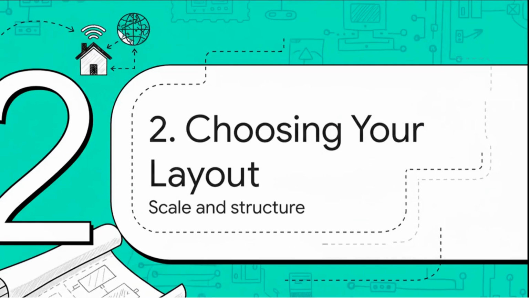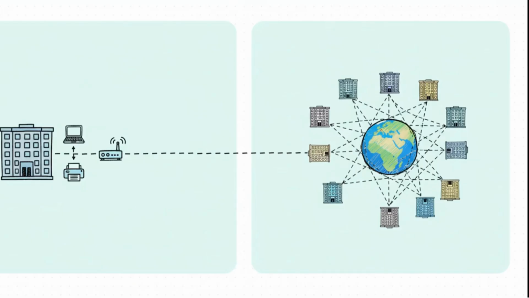Okay, so we've got our blueprint. Now it's time to make some big decisions about the physical shape and size of our network. I mean, are we building a network for a small office, or are we trying to build a global empire? The structure we pick here is going to define everything that comes next. The very first decision is all about scale.